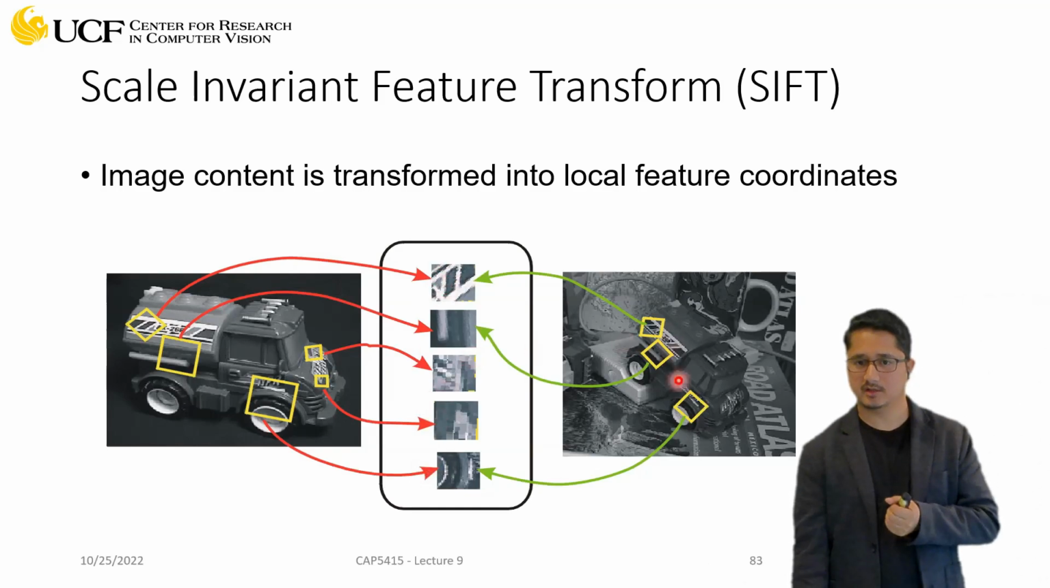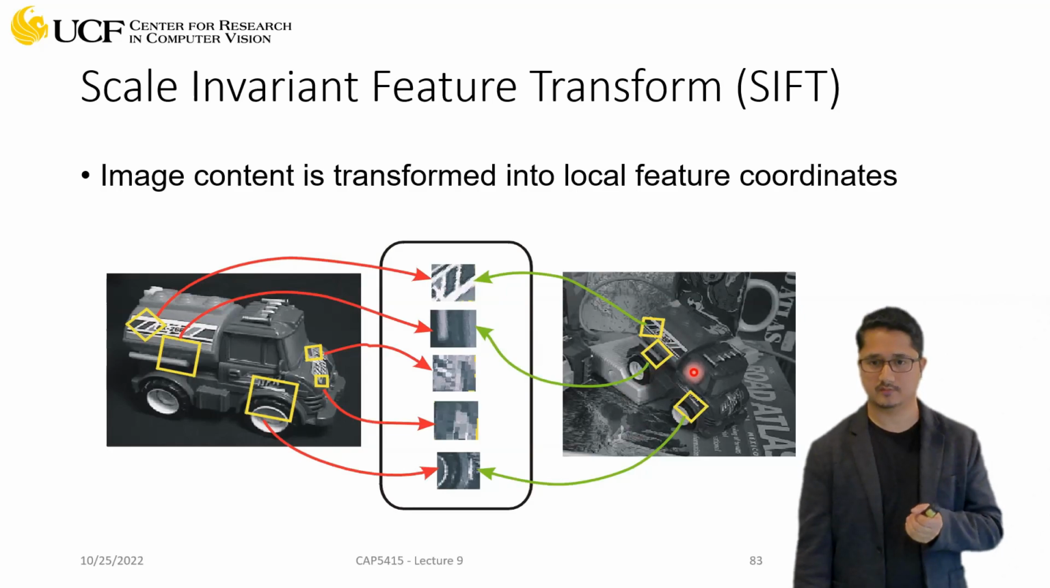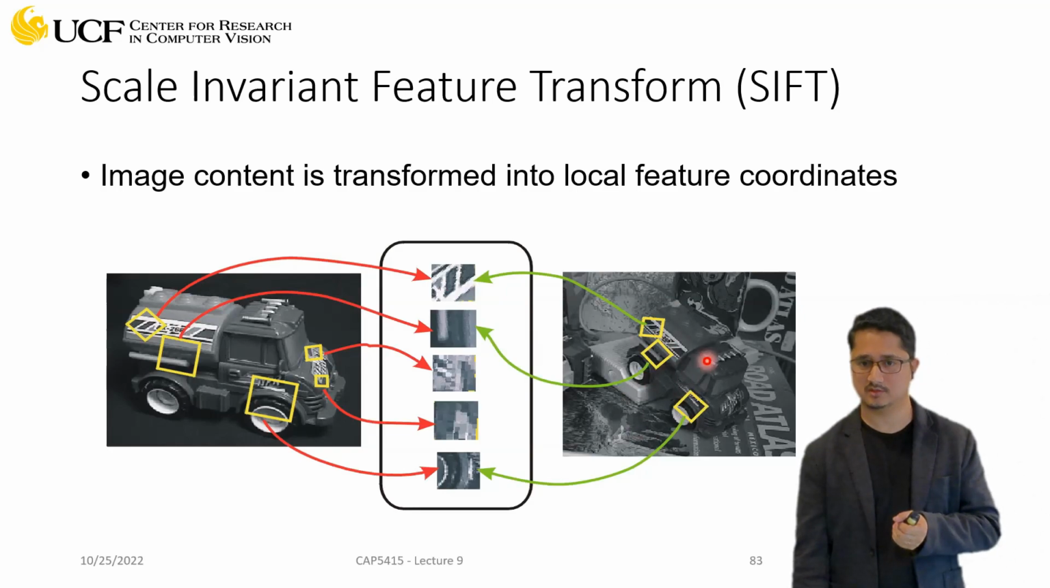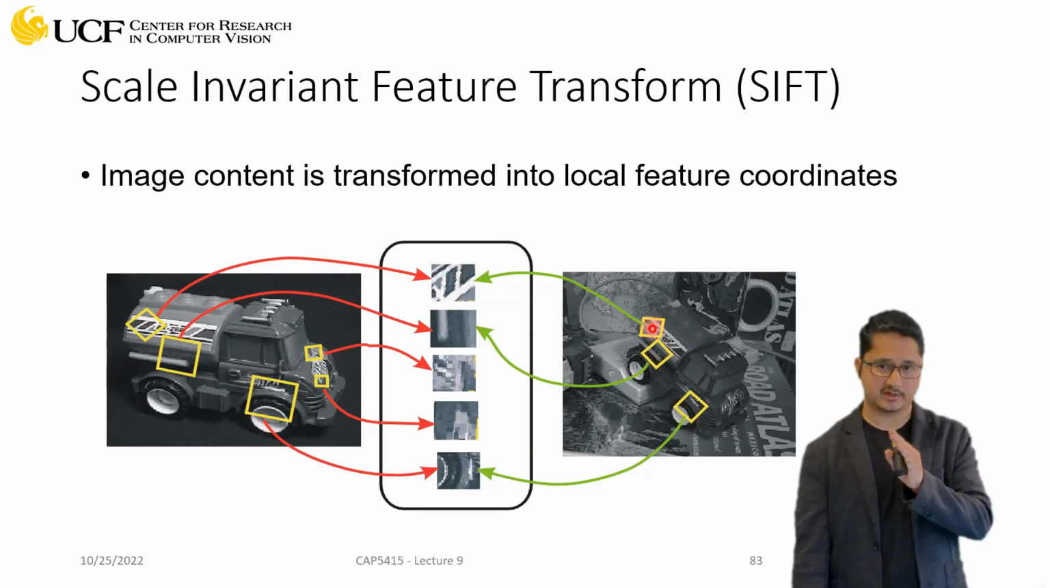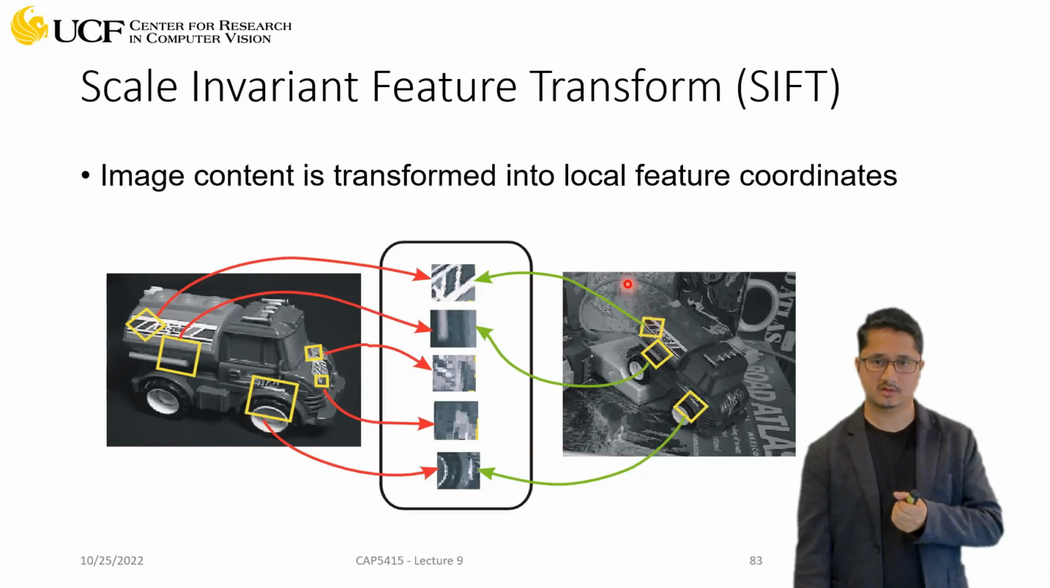Right? And similarly, this is an image of the same object, but of course with a different orientation, a different rotation, and there is some translation as well. So you detect these key points again, and you can see that if you adjust the orientation and adjust the scale, the key idea is you will get a similar patch.